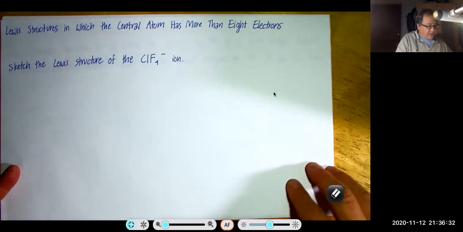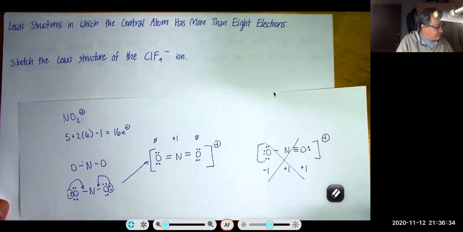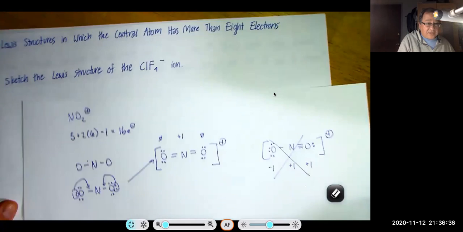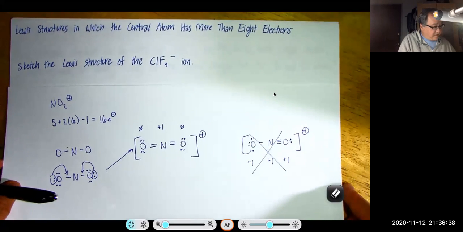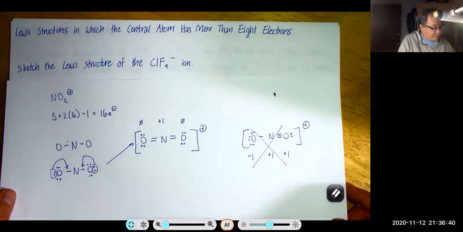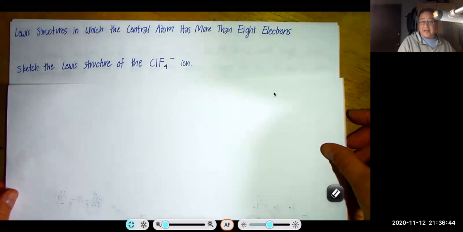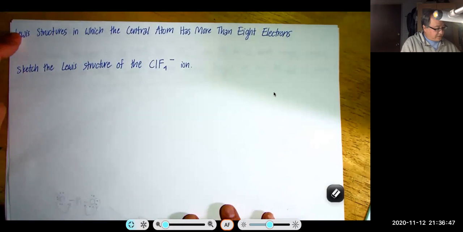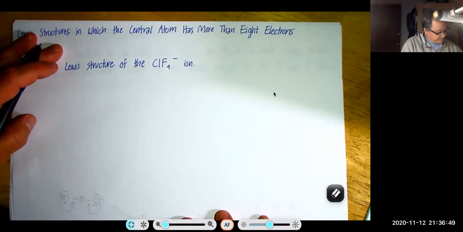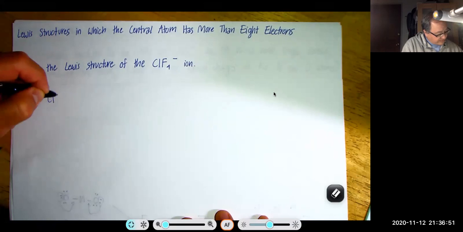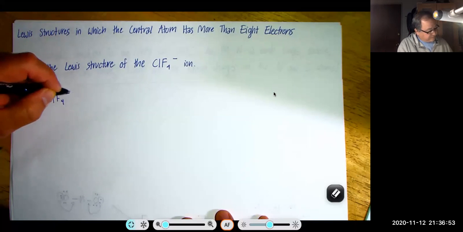All right, just a couple more pages of problems here. So let's try this one. So here we're going to look at another example. Clearly, this is one where the central atom has more than 8 electrons. So let's take a look at this. I don't know the name of this ion, I'll be honest with you.